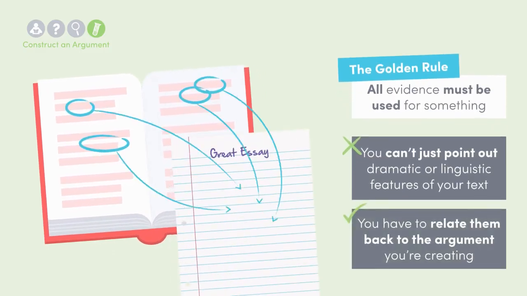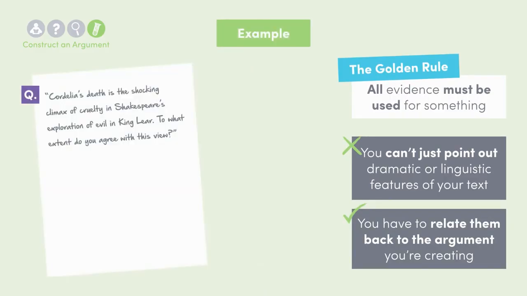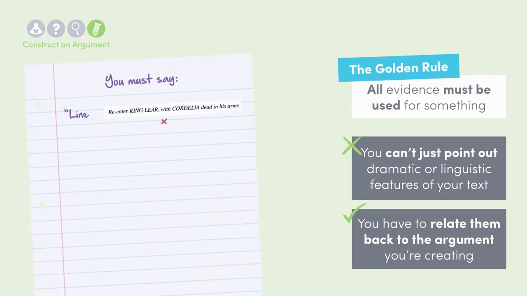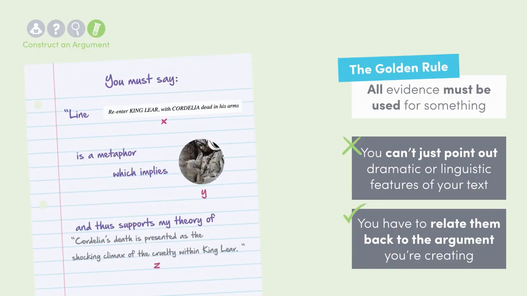In the example above, you're collecting evidence to prove your theory, whether Cordelia's death is or isn't the shocking climax of the play's cruelty. Spotting the reference to the Pieta alone would be impressive, but useless. It's no use saying line X is a metaphor. You must say line X is a metaphor which implies Y and thus supports my theory of Z. Look at the analysis you've done and combine the very best bits to support your argument.